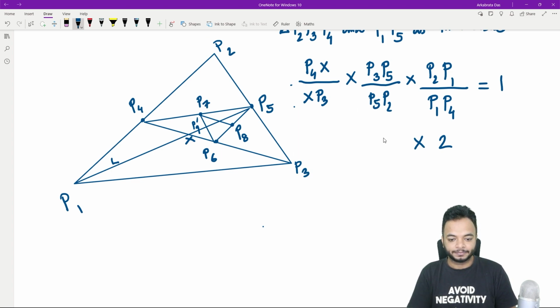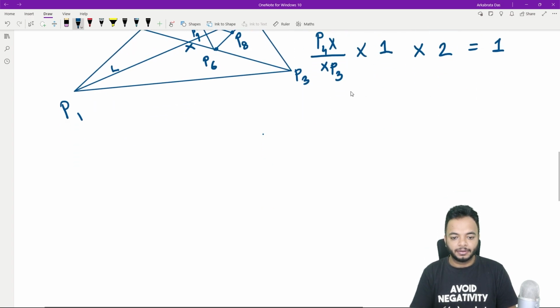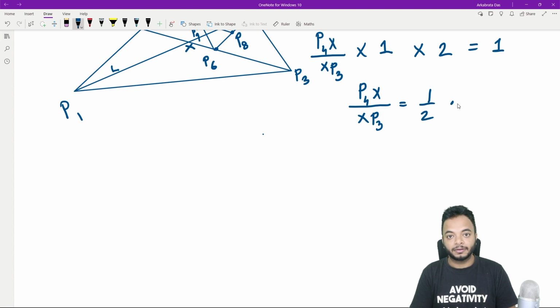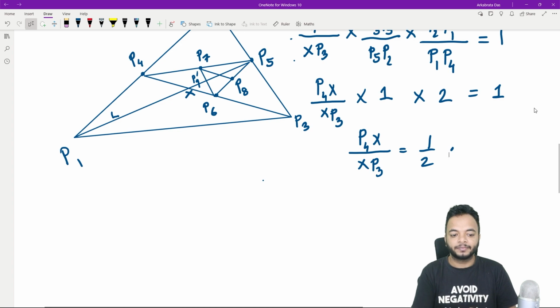This is 1, and this is P4x by x P3, which equals 1, and thus we get P4x by x P3 as half. Okay, fine. P4x by x P3, we are getting it as half.